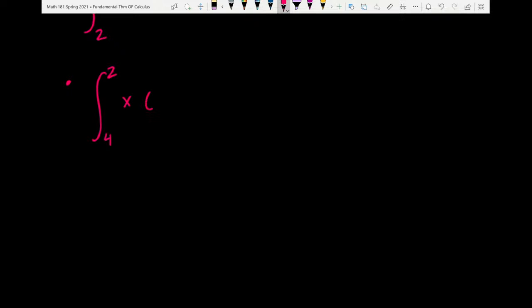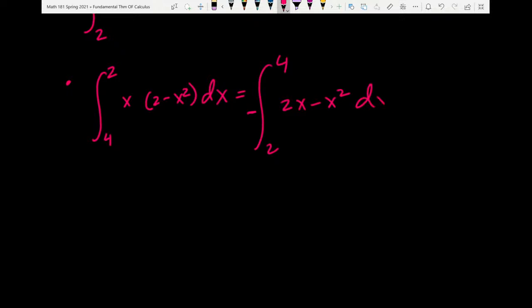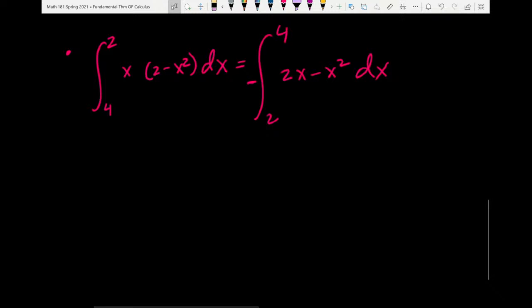Here's one of the properties that one can use to make your life easier. Remember I said the smaller number is on the bottom and the bigger is on top, but what if the problem was given like this? Can you change it? Yes, you could switch the top and the bottom, but you just have to put a negative in there. All right, let's find the antiderivative of it. Give me the answer for it. I'll give you a couple minutes.